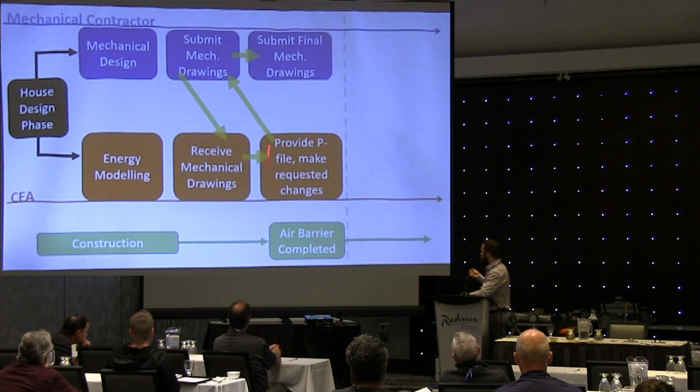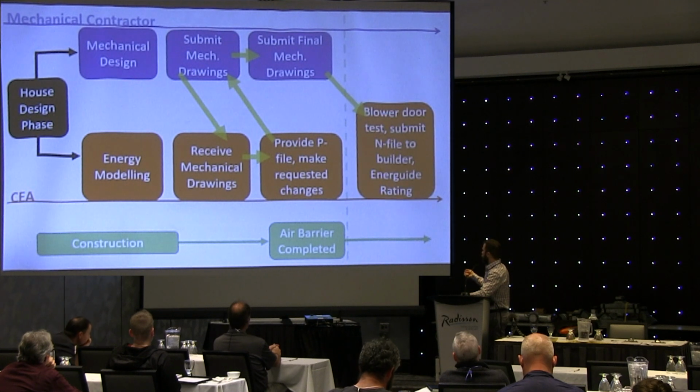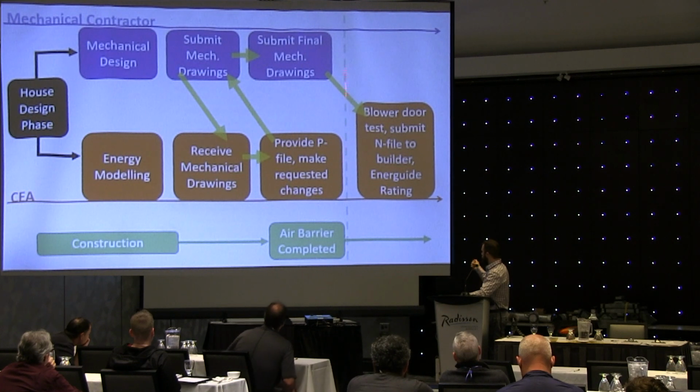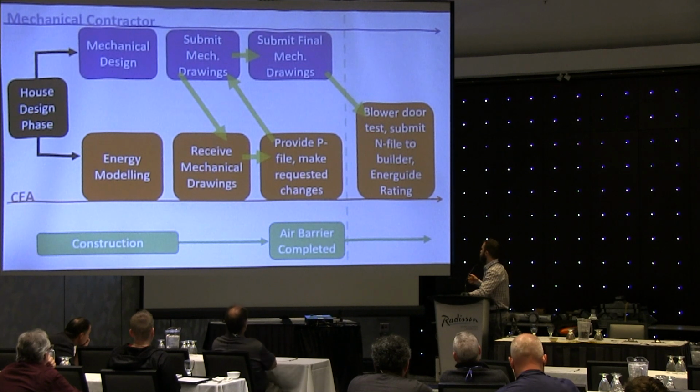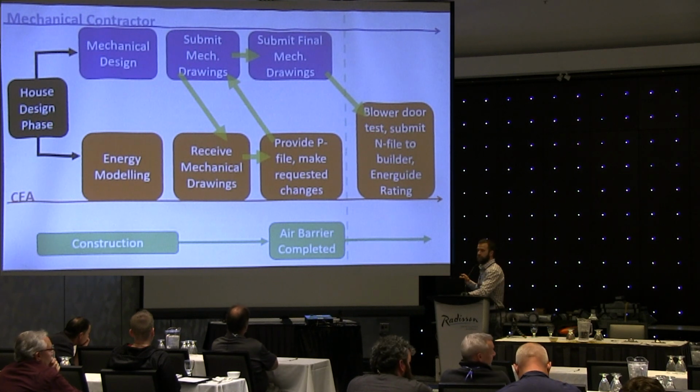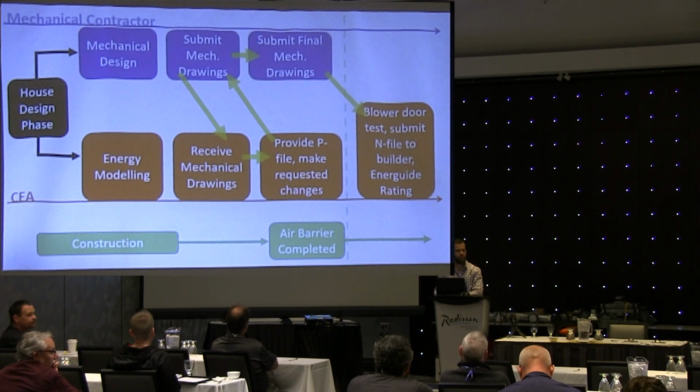So we have what's called a P file, plan file, with final mechanical drawings. Once the air barrier is completed on the house, the energy advisor performs the final blower door test, and they can submit their end file. They need submitted final mechanical drawings to do that, and they need this air barrier test to be completed and successful in order to do that. I think you've drawn a great best practice.